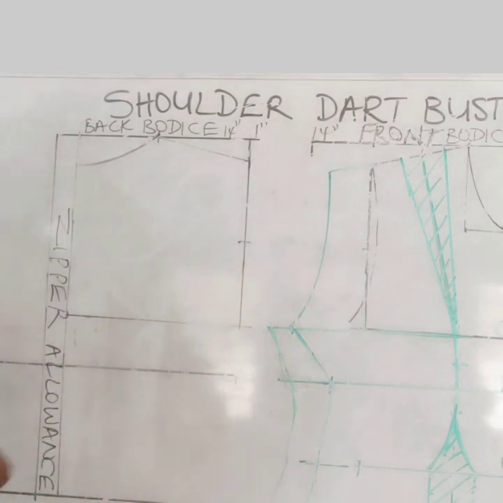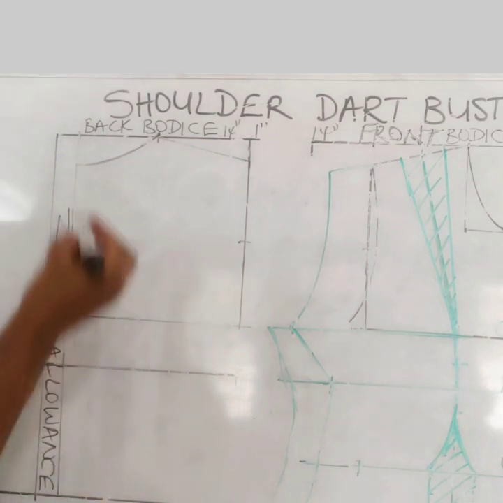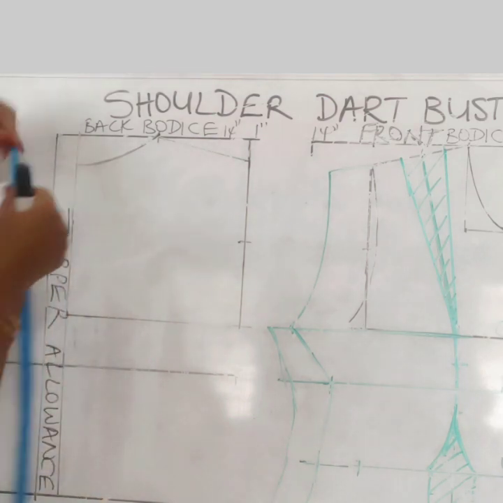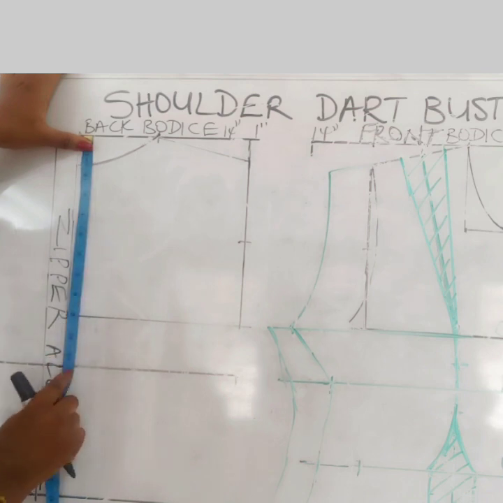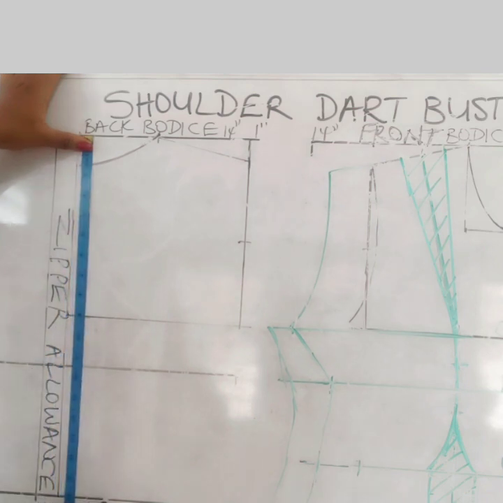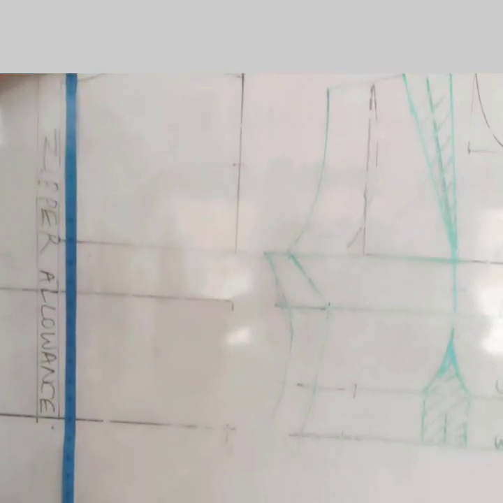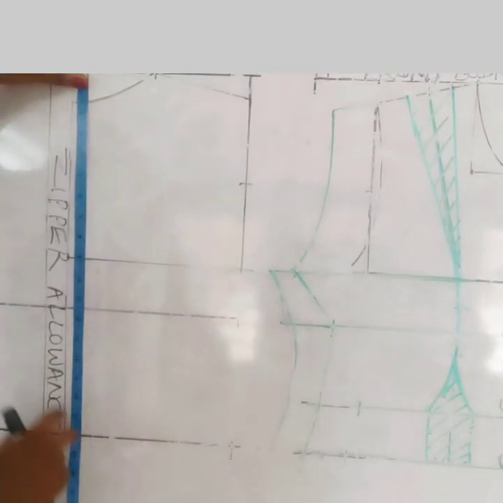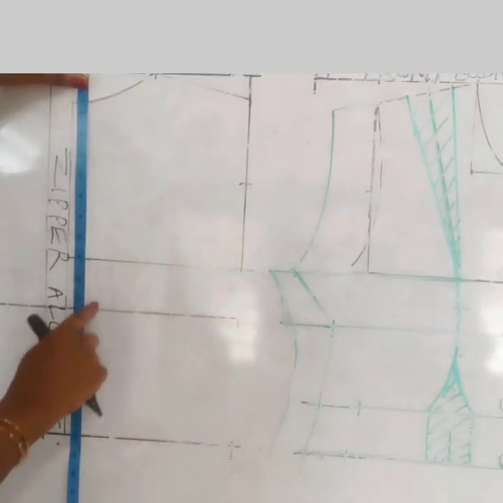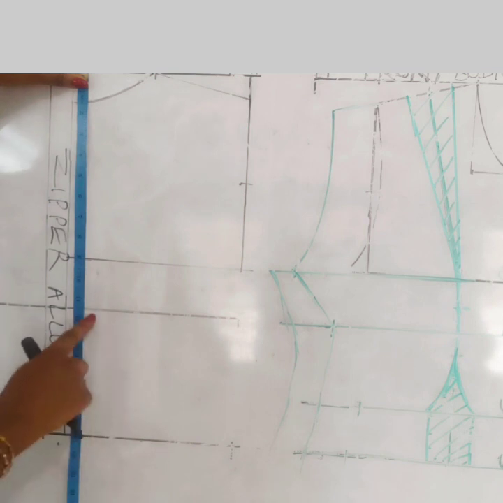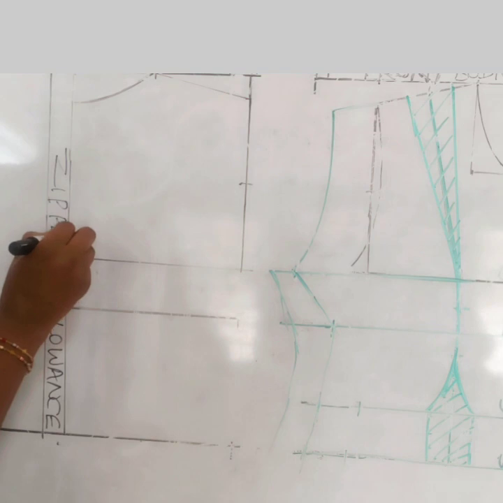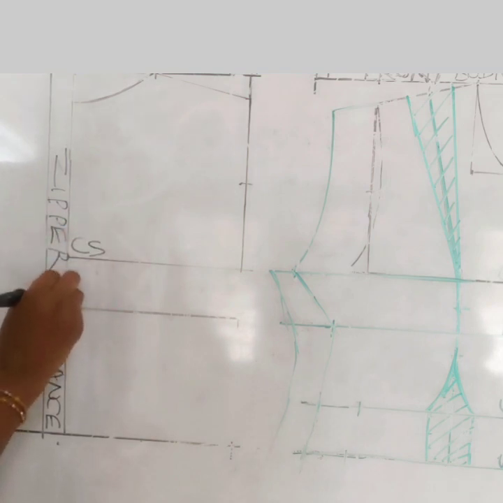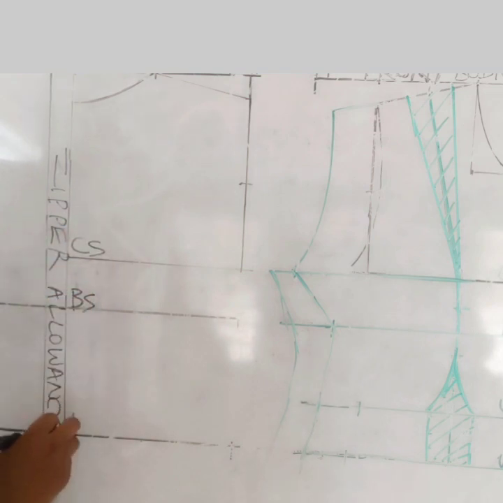So let's label the lines that we have. We have the chest line, the bust line, and then the waistline. There's no under bust at the back, so the lines are the chest line, the bust line, and the waistline.